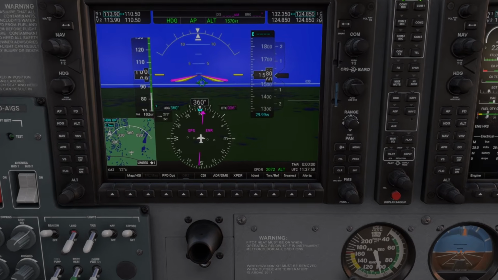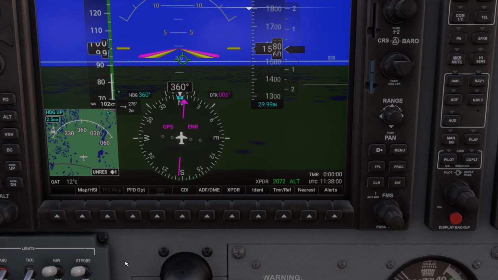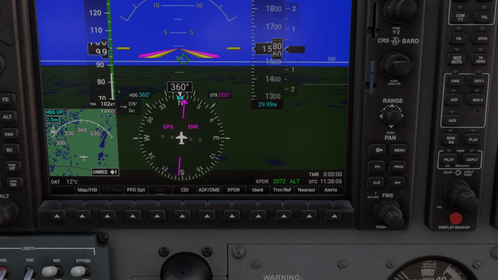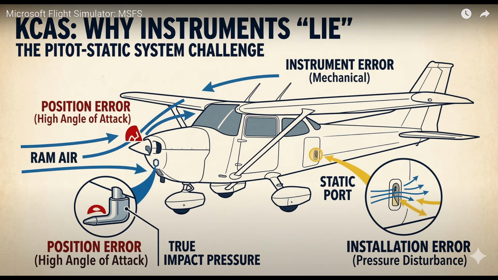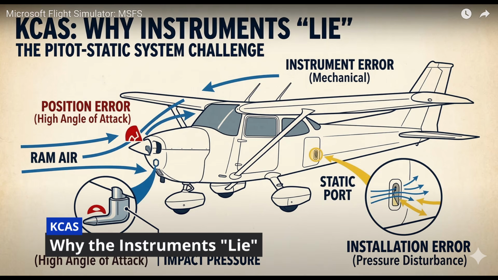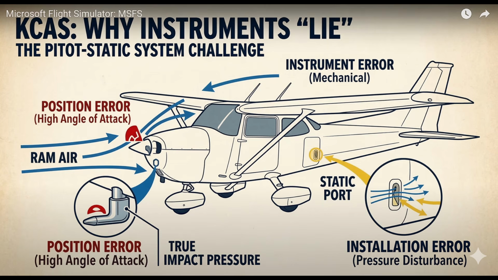To find out how fast you actually are flying relative to the air mass, you need to account for the lies told by your instruments. You need calibrated airspeed, KCAS. Your pitot static system is the heart of speed measurement, comparing ram air pressure from the front to the static pressure from the side, but three things get in the way of a perfect reading.